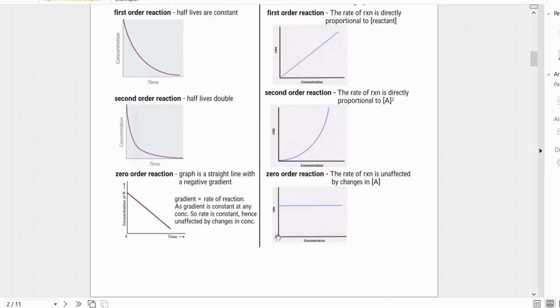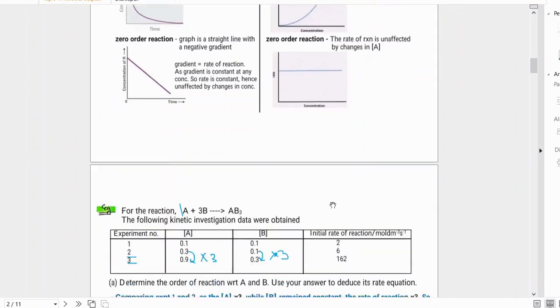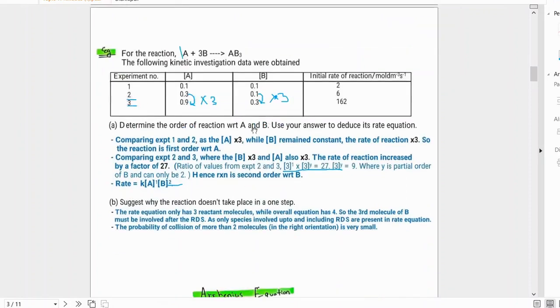So the concentration of reactant is increasing, the rate of reaction is remaining constant, unaffected, because that reactant is involved after the RDS. It is not involved up to or including the slowest step. So as it is not involved in the mechanism up to or in the slowest step, it is not actually affecting the rate of reaction. So that is the theory behind this. These are quite common exam questions as well, and these answers are basically in mark scheme format.